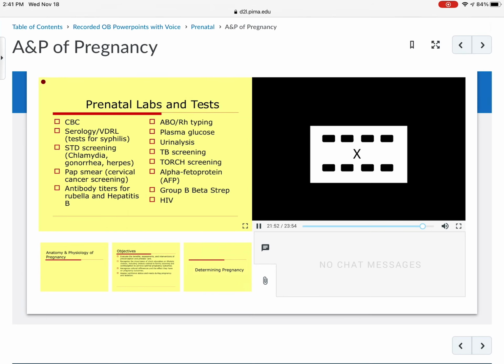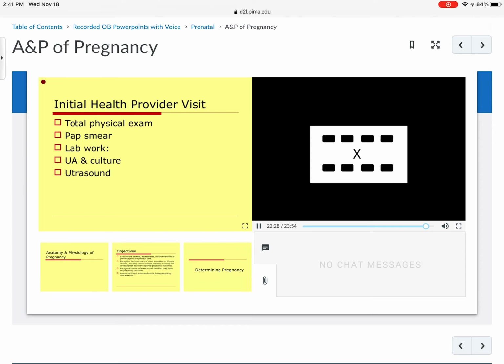These are the prenatal labs and tests that they do. We already talked about the CBC. They check for all kinds of STIs. They do a pap smear. They test for rubella, hepatitis B. They check for their blood type, their glucose levels. They do a UA. They do a TB screening, TORCH screening, alpha fetal protein, which is a screening test for neural tube defects and Down syndrome. They check for group B strep and HIV as well. They will also do ultrasounds.